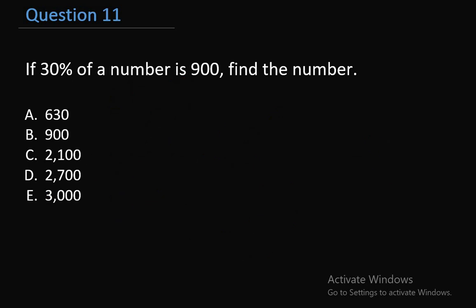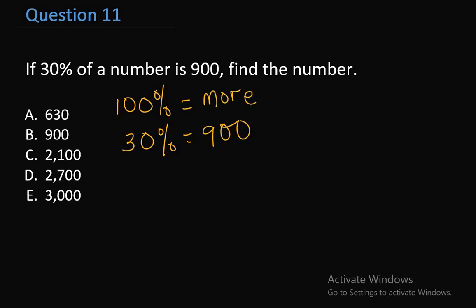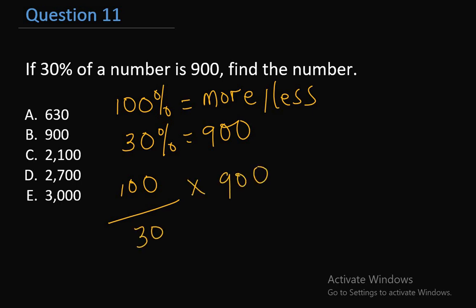So let's look at question 11. If 30% of a number is 900, find the number. Let 100% represent the number, since 100% always represents everything. Now the question says 30% is 900. So definitely 100% will be more. Since it will be more, I will divide by the less. So 100 is more, it will be the numerator. The less is 30, it will be the denominator. Times 900. This will give me the number.